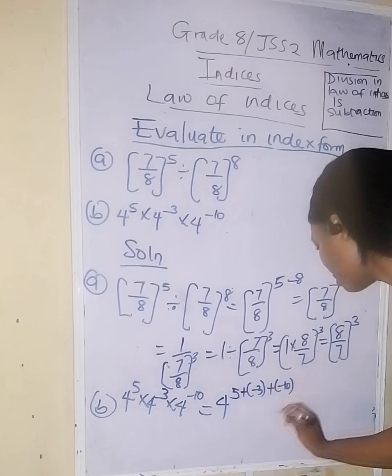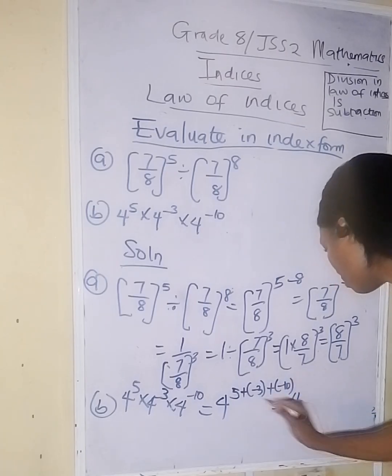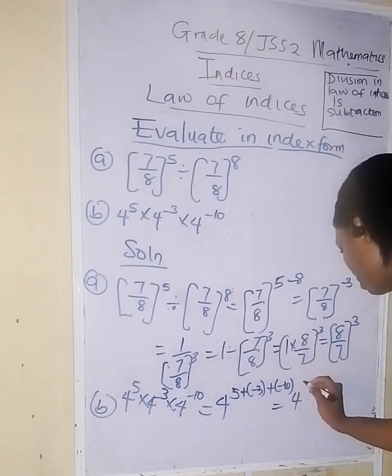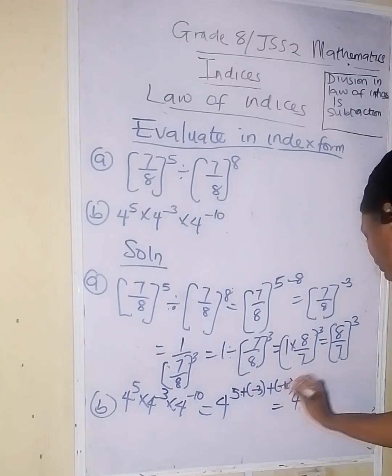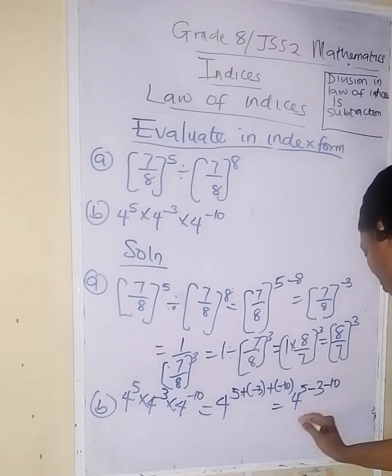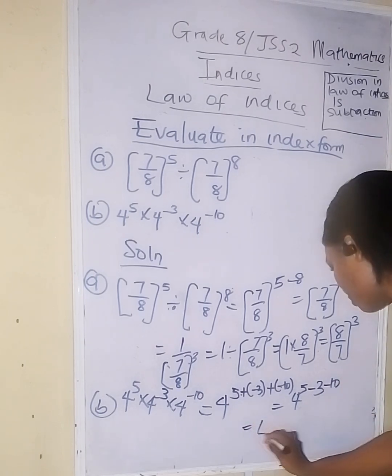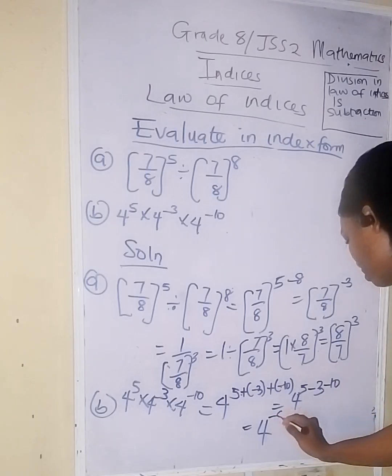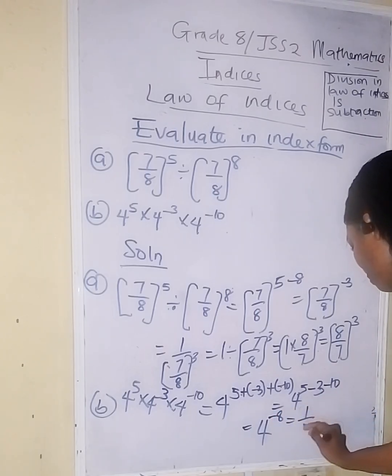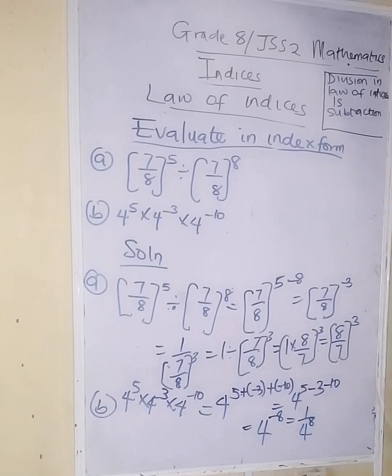Alright? So that is equal to 4 raised to the power. Plus times minus is always minus. So 5 plus times minus is minus 3. Plus times minus is minus, that is minus 10. So that will be 4 raised to the power: 5 minus 3 is 2. 2 minus 10 is minus 8. So you can still write it as 1 over 4 raised to the power 8. It's as simple as that. The reason why we move further in this one is because it is in index form. Okay? So that is why we moved further. Alright? So we can get our correct answer. So this is the answer for this one.